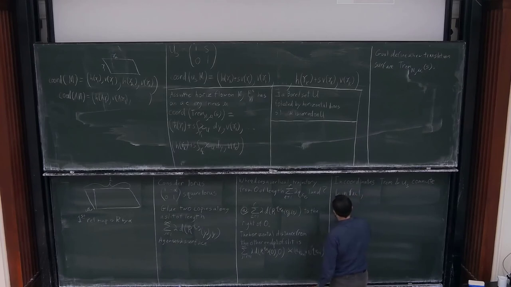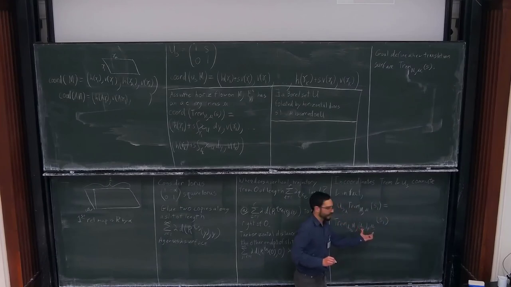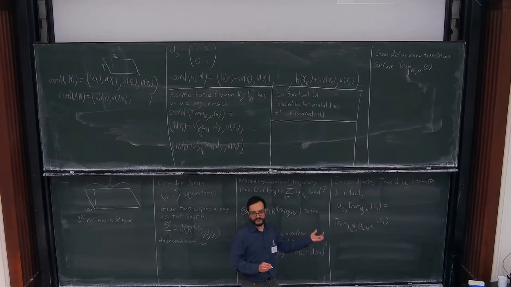let's do it this way. U_s2 of trem of (M, mu) at time s1 is equal to trem of (U_s2 of M, the U_s2 push forward of mu). I do this for s1 amount of time, where this means the homeomorphism between the translation surfaces M and U_s2 of M that are induced by the map U_s2.